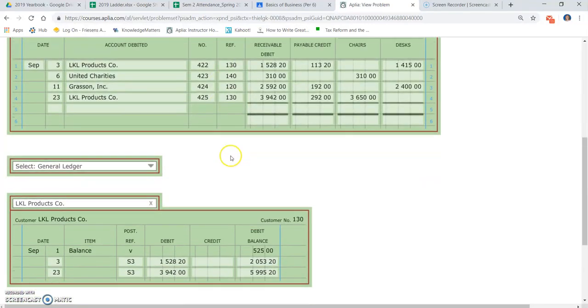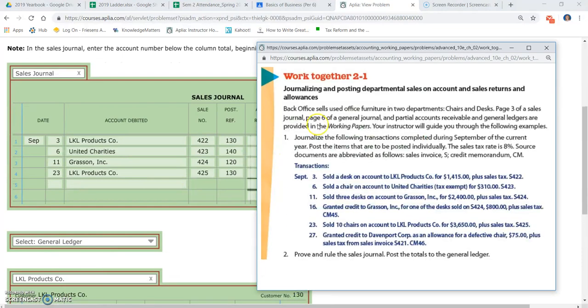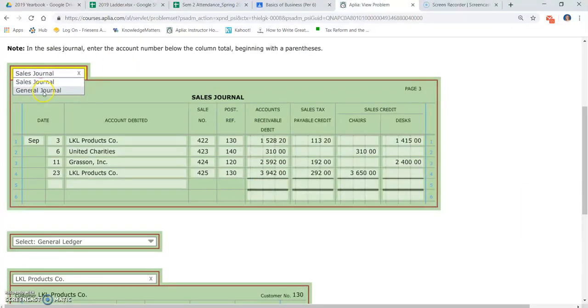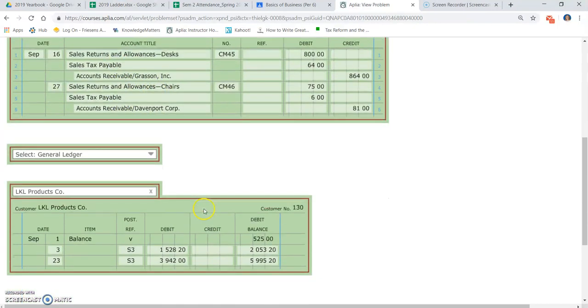Now remember, don't go ahead in here and start totaling. Remember that according to the instructions that they gave us, they want us to post those items that need to be posted individually. So we do need to go to our general journal, excuse me, and post these items that need to be posted individually. So we're going to jump back and forth here between our general ledger and our accounts receivable ledger.